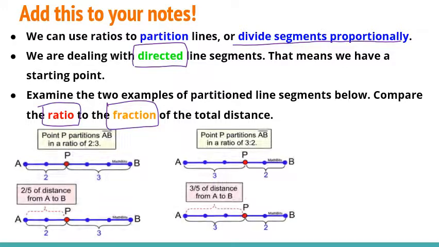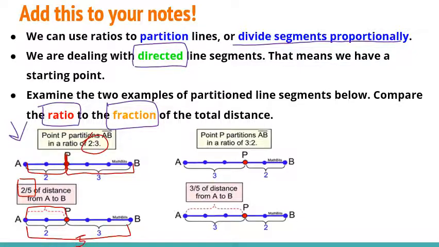Okay, let's take a look here. Let's just look on the left side at this first one. Notice it says point P partitions AB in a ratio of 2 to 3. So what you can see here is P is splitting this line, AB, into 2 parts to 3 parts, right? So 2 to 3, that's the ratio. Notice this becomes the fraction 2/5, right? If you think about how many parts, this is 2 out of the total. Well, the total is 5, right?